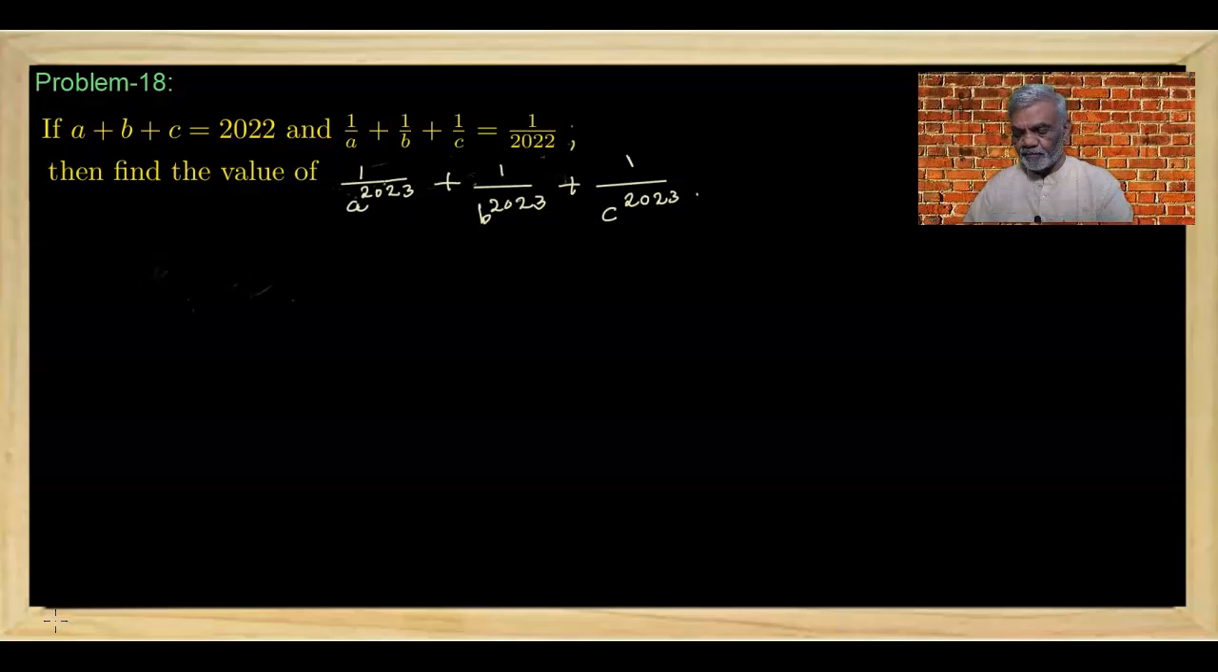Problem number 18. If a plus b plus c is equal to 2022 and 1 by a plus 1 by b plus 1 by c is equal to 1 by 2022, then find the value of 1 by a raised to 2023 plus 1 by b raised to 2023 plus 1 by c raised to 2023.